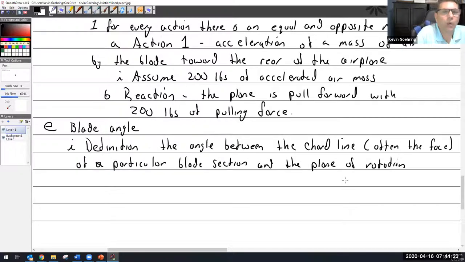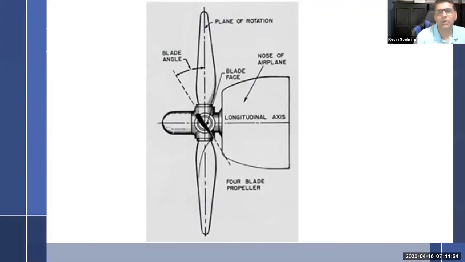Okay, so a little bit ago we talked about angle of attack, and always remember that angle of attack is the chord line, or often the face, and the relative wind, all right? But now we're gonna talk about what is just the blade angle, and in this definition it is the same thing, the chord line, but instead of the relative wind, it's the plane of rotation. So let me show you what I'm talking about when I say that. So here we have, and we're looking at a four-bladed propeller. So we have one blade here that we're looking right down the end of. We have two blades going up and down.